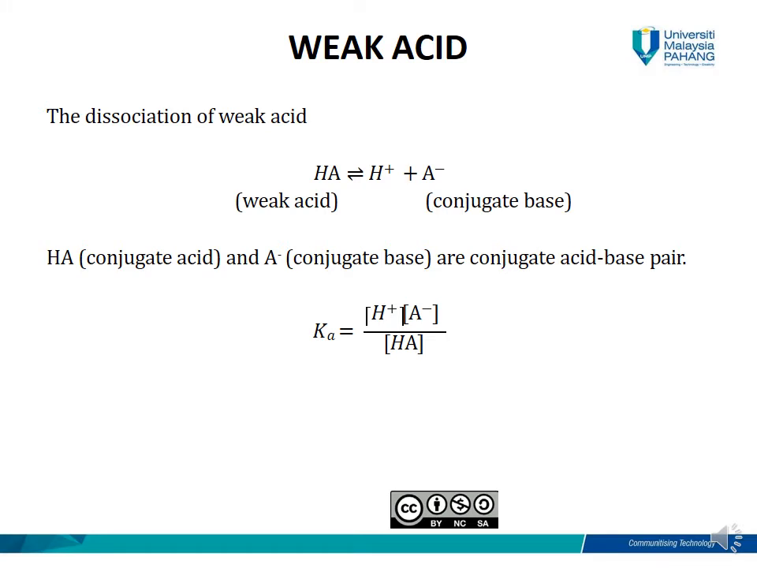Now let's look at the weak acid. The first step before we can calculate the concentration of a weak acid is you need to know how to write the full chemical reaction involved. Like for this, HA will dissociate to become a proton and the conjugate base. In this case, a weak acid must have a pair, an acid-base pair. Consider the weak acid HA as the acid, and A minus is the conjugate base. So these both are the acid-base pair.